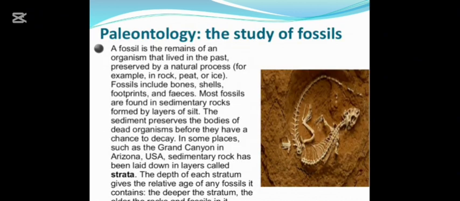Now we're going to begin with paleontology. Paleontology is basically the study of fossils, and we all know that a fossil is the remains of a dead organism. It can be a plant or an animal. For example, we can find these fossils in rocks, pits, and ice. The fossils include bones, shells, footprints, feces, and most fossils are found in sedimentary rocks formed by layers of silt.